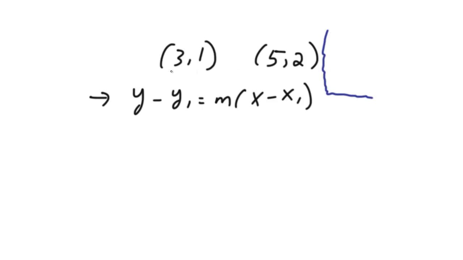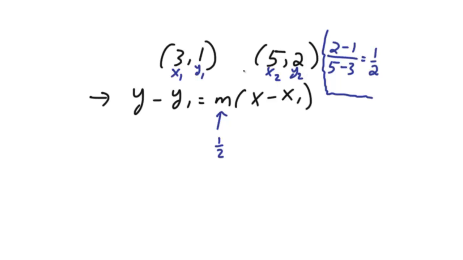Right, so let's label this x1, y1, x2, y2. So 2 minus 1 over 5 minus 3, which is 1/2. Okay, so the slope is 1/2. Then we can plug that in for m, 1/2. Okay, now we pick a point.